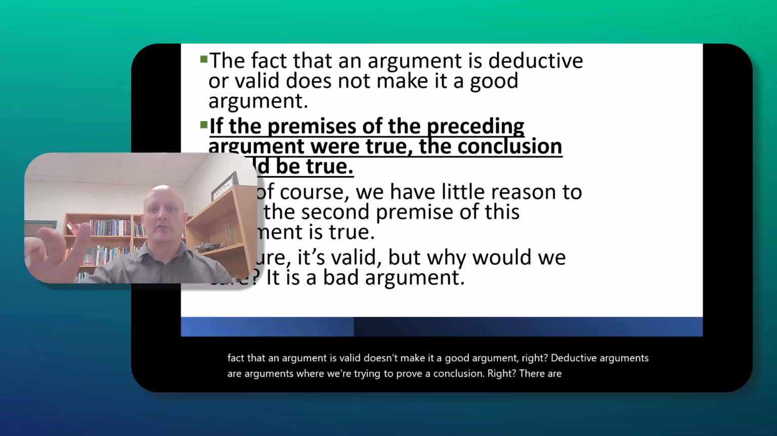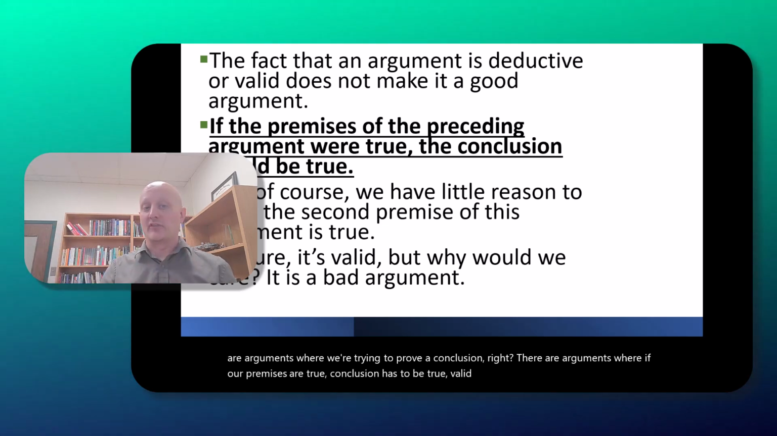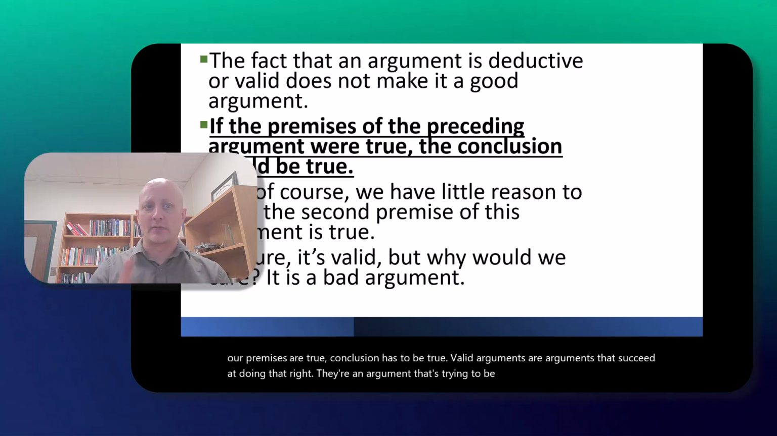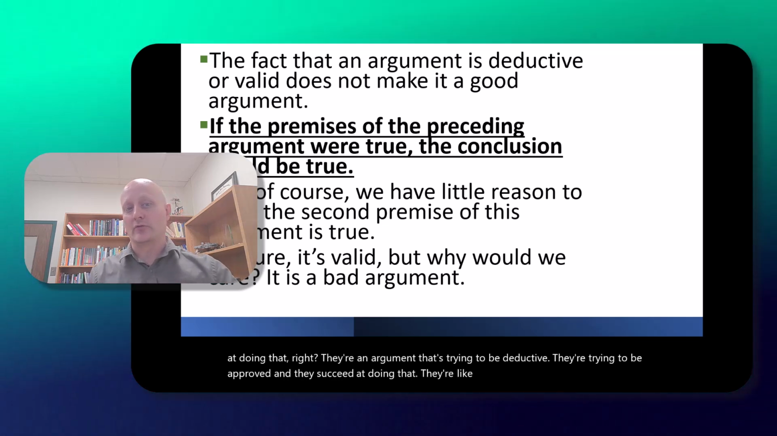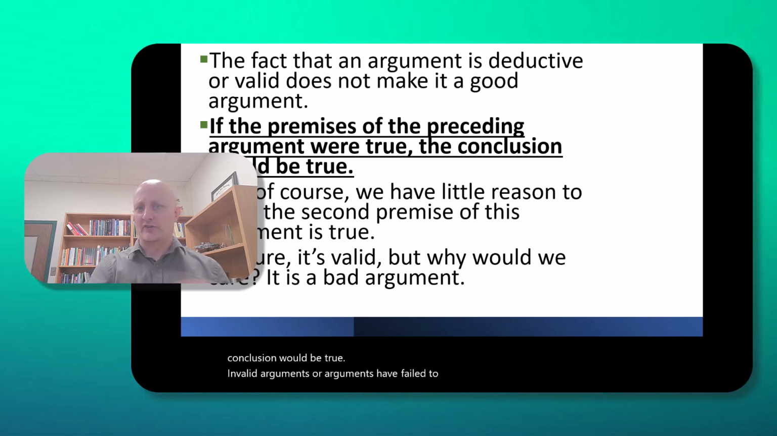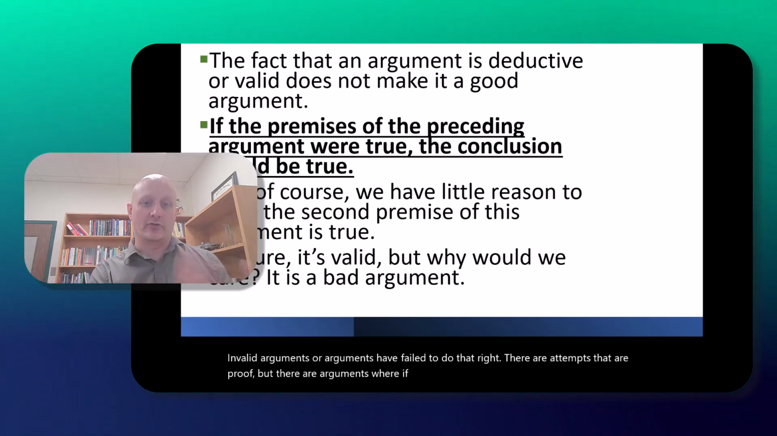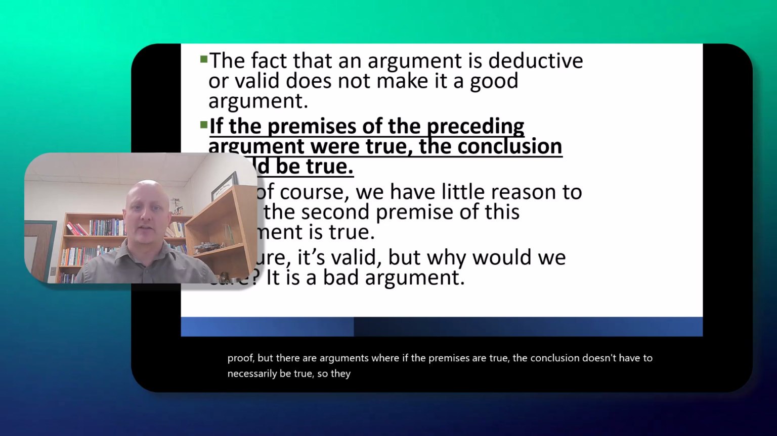They're arguments where if our premises are true, the conclusion has to be true. Valid arguments are arguments that succeed at doing that. They're trying to be a proof, and they succeed: if these premises were true, the conclusion would be true. Invalid arguments are arguments that fail to do that. They're attempts at a proof, but if the premises are true, the conclusion doesn't have to necessarily be true. So they are invalid in that sense.